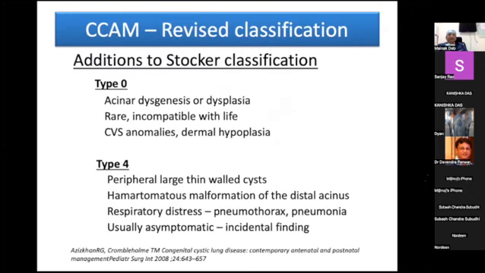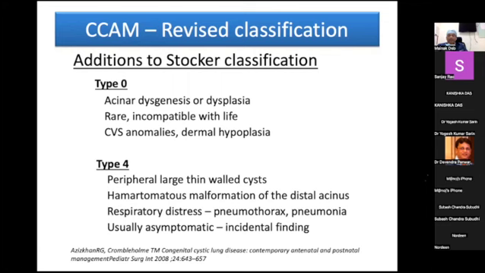But later on, 2 types were added to Stocker's classification, type 0 and type 4. Type 0 was an early abnormality. There's an acinar dysgenesis or dysplasia, and it's rare, and it's generally incompatible with life. While type 4 are seen much later in gestation. They are peripheral, large, thin wall cysts. The commoner presentations with type 4 cysts are pneumothorax and pneumonias, but many of them are asymptomatic.